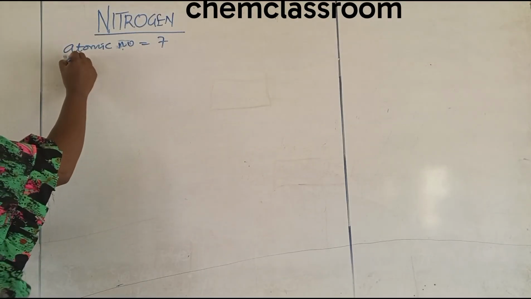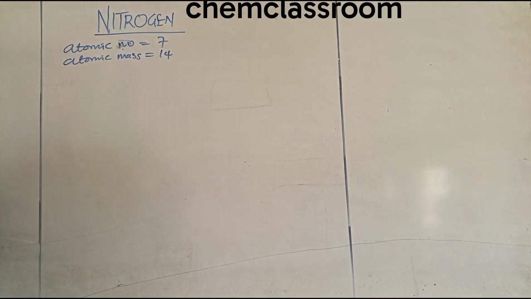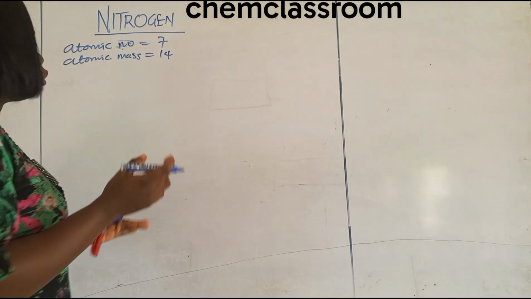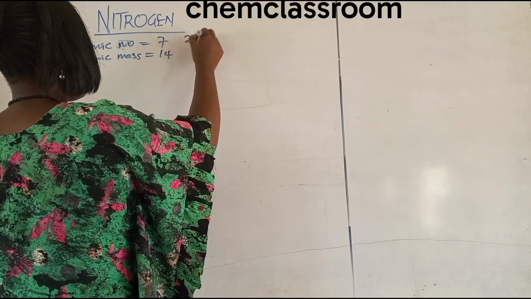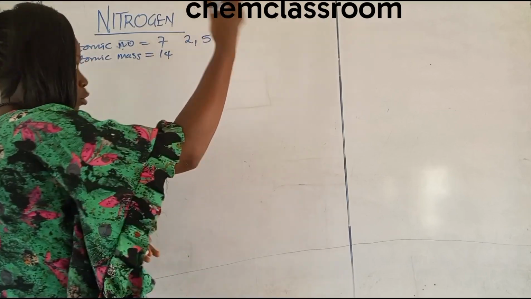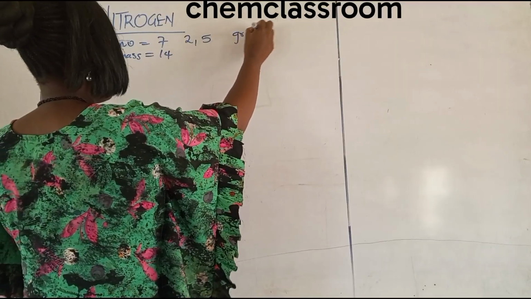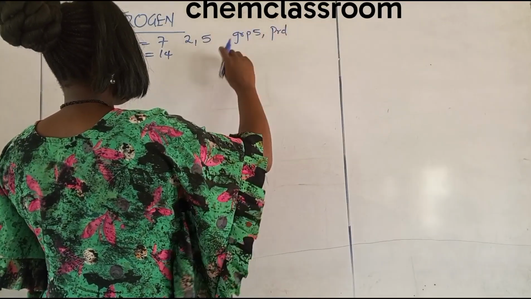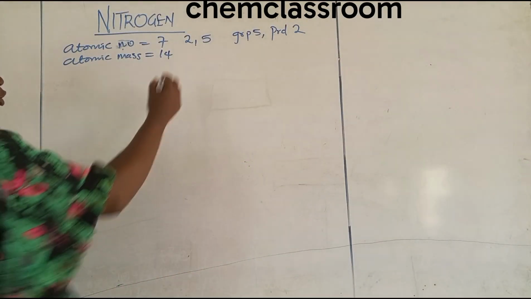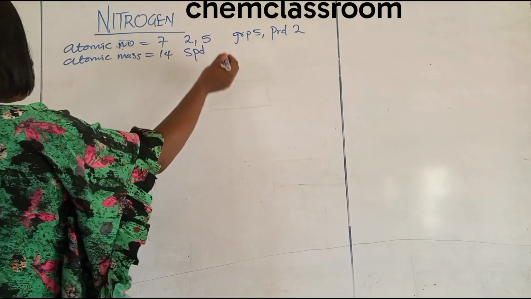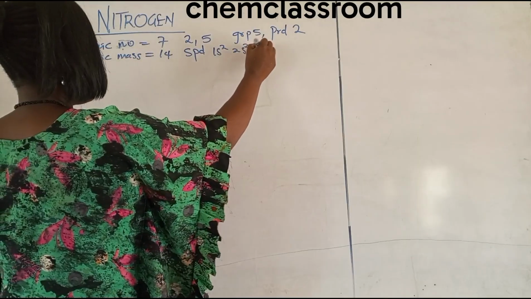Then atomic mass of 14. Okay, so if I'm to break nitrogen into shells, in writing the electronic configuration, I'm going to have 2, 5. So it means it needs 3 electrons to complete the octet structure. And that means nitrogen is in what? Group 5, period 2. Then I can also write the SPDF notation. The SPDF notation, I have 1s2, 2s2, then 2p3.